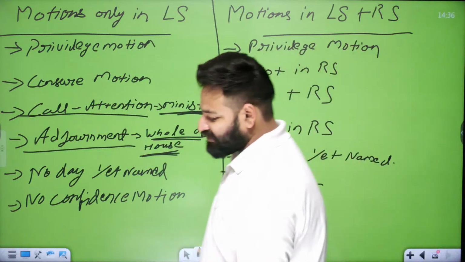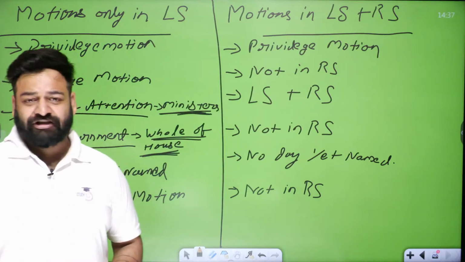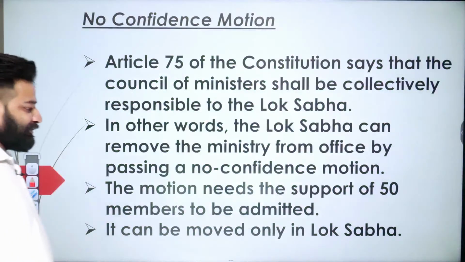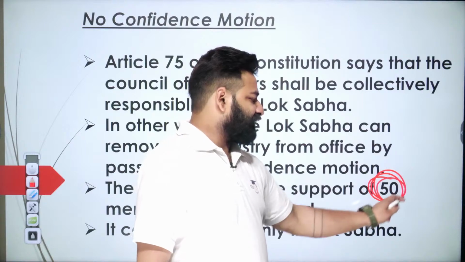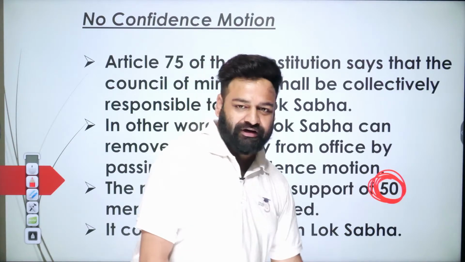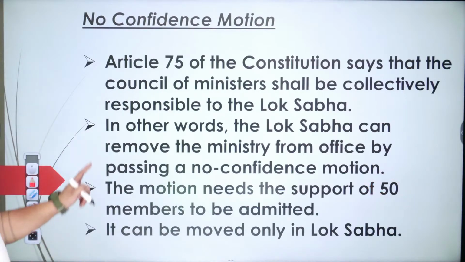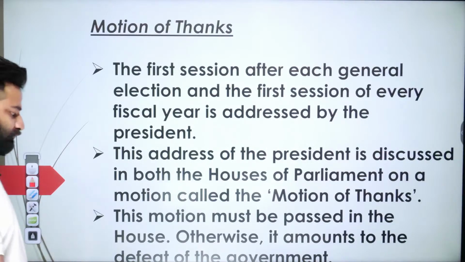How many members' support is needed to initiate the no confidence motion, that is NCM? It is at least 50 members. They need at least the support of 50 members to be initiated, right? This is what is known as no confidence motion. Next, motion of thanks. What is this?